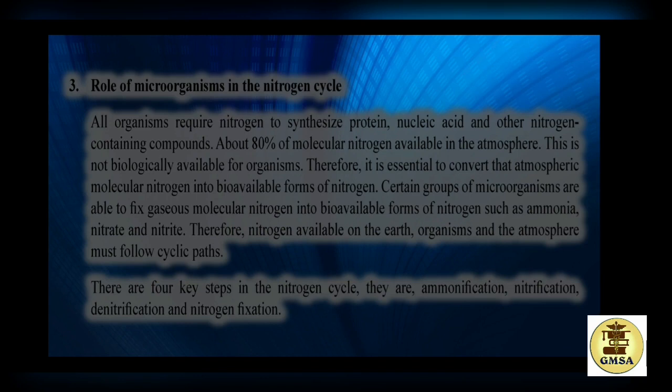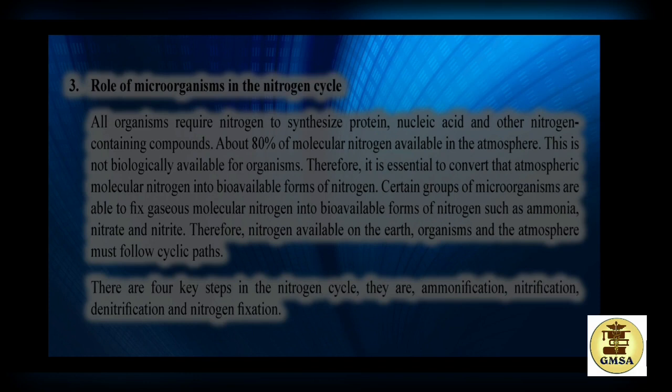Here nitrogen is in the gaseous form. This is not biologically available for organisms. Therefore, it is essential to convert that atmospheric molecular nitrogen into bioavailable forms of nitrogen. And what are bioavailable forms? Bioavailable forms are the forms of nitrogen that can be utilized by plants and other primary producers. Examples for bioavailable forms are ammonium ions and nitrate, or NO3- ions. Certain groups of microorganisms are able to fix gaseous molecular nitrogen into bioavailable forms of nitrogen, such as ammonia and nitrate.